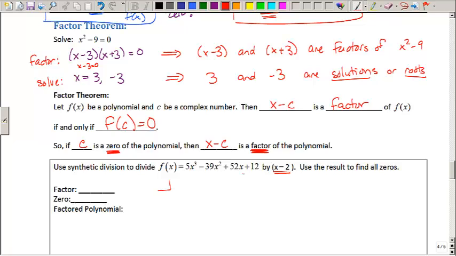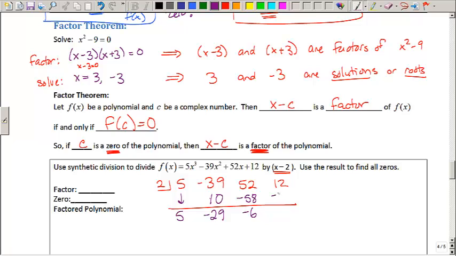Inside my bar, I'm going to put 2 as my c. Put all the rest of the coefficients. And synthetically divide. 5 times 2 is 10. Add down, you get negative 29. Negative 29 times 2 is negative 58. Add down, you get negative 6. Multiply negative 6 times 2, you get negative 12. Woohoo, I'm getting a 0 remainder.